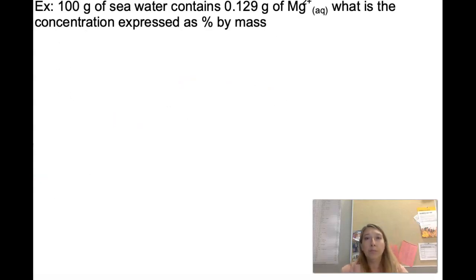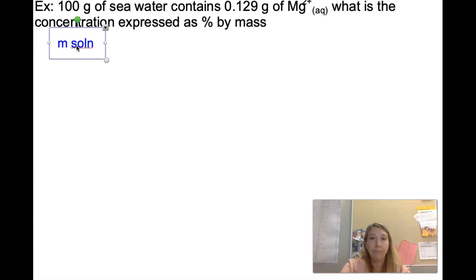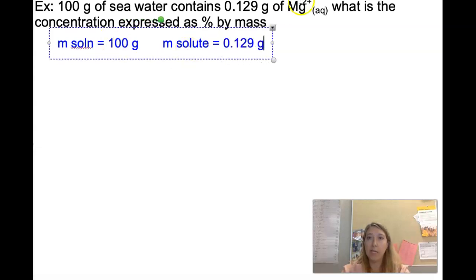First example. 100 grams of seawater contains 0.129 grams of magnesium ions. What is the concentration expressed as percent by mass? What we have been given is the mass of the solution. I'm just going to write it as SOLN for solution because it's shorter and more efficient. The mass of solution, the seawater, is 100 grams. Then we have the mass of the solute, and there isn't really a shortened version of solute. It is 0.129 grams, that's how much of the magnesium ions we have.